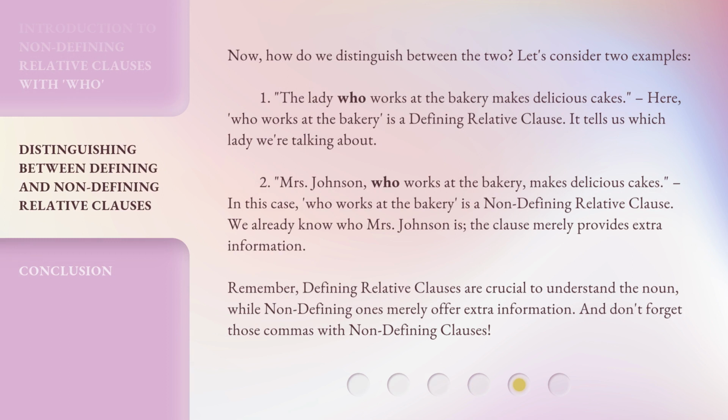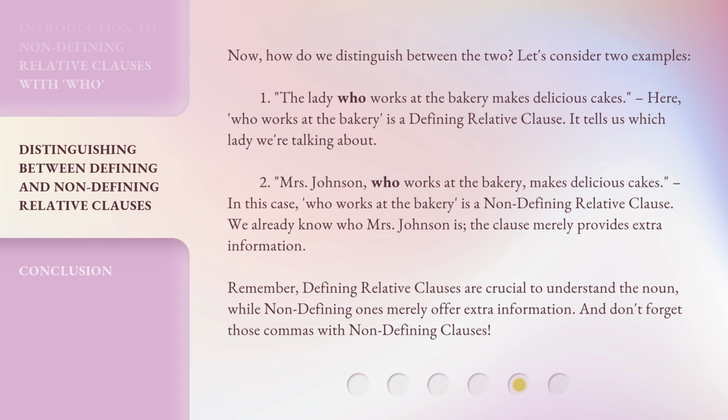Now, how do we distinguish between the two? Let's consider two examples. 1. The lady who works at the bakery makes delicious cakes. Here, who works at the bakery is a defining relative clause. It tells us which lady we're talking about.